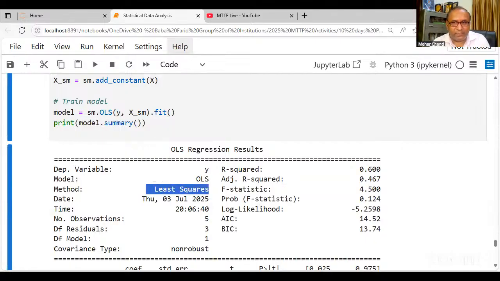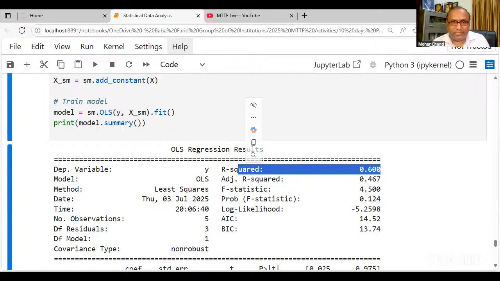And the date, this is today's date, 3rd July, when we execute this model. Here is the time also. And the number of observations. So this is all about the details. Residuals you can see 3, and the model is 1, and covariance type nonrobust. R squared, this is important. The value of R squared, adjusted R squared, and F statistic is 4.5. Then the probability of F statistic is 0.124. Then log likelihood is minus 5.25. Then these are the other values.